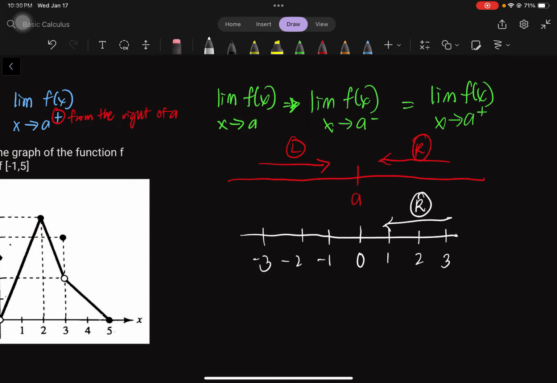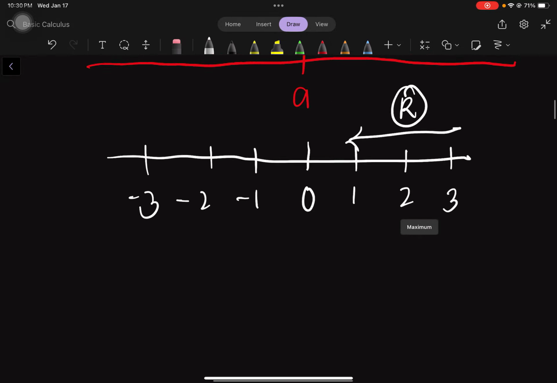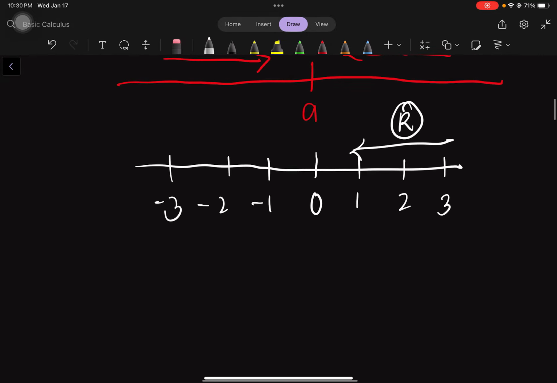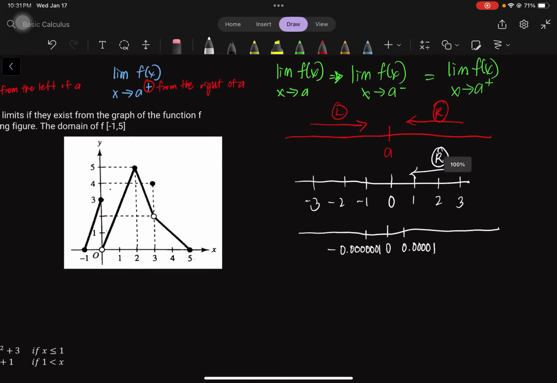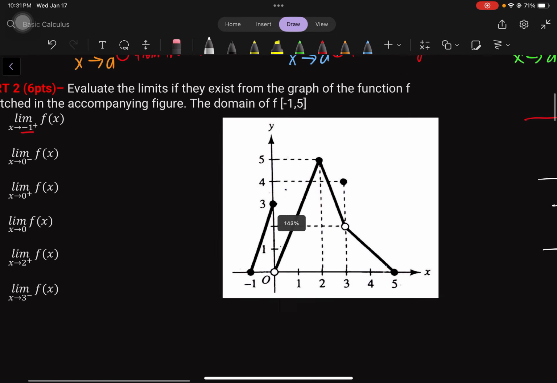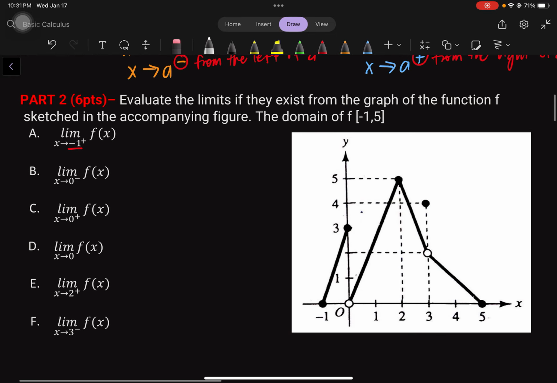Pero later on using the table of values, pag zoom out pa natin yan, ito yung 0, di ba? Meron pa yung mga value na pwedeng mangyari. Parang 0.00001, or dito naman ay -0.0000001 and so on. Okay? So, dito muna tayo sa two-sided limits natin using graphs.